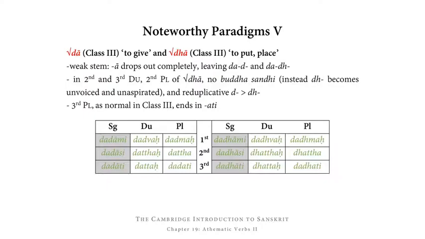So we have a second dual dhat-tach, a third dual dhat-tach, and a second plural dhat-ta, with the reduplicative syllable aspirated, dh, and the dh at the end of the stem having lost both its voice and its aspiration, and therefore having changed to d. There is a reason for the change from d to dh in the reduplicative syllable. This reason has to do with historical developments in Sanskrit, and unfortunately we won't have time to go into that here.